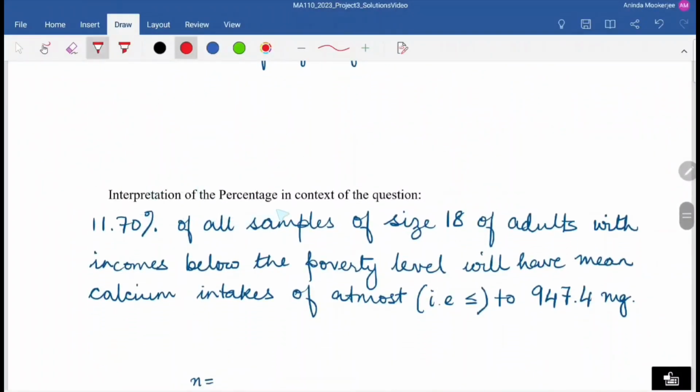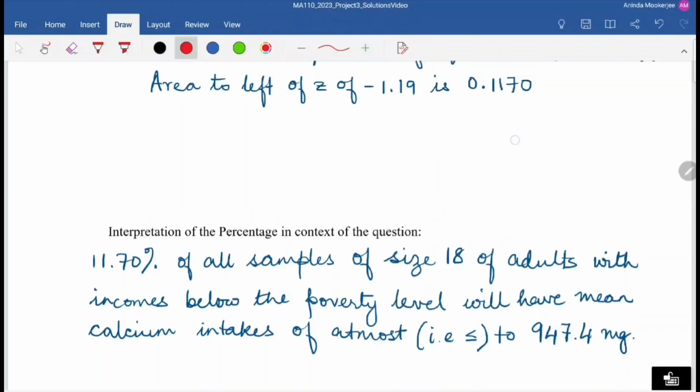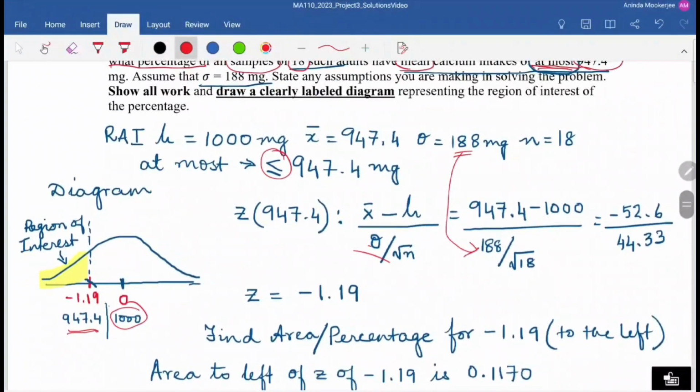So the interpretation of the percentage in context of the question is, 0.1170 converts to 11.70% of all samples of size 18 of adults with incomes below the poverty level will have a mean calcium intake of at most 947.4 milligrams. So this is how you're going to solve a problem like this.